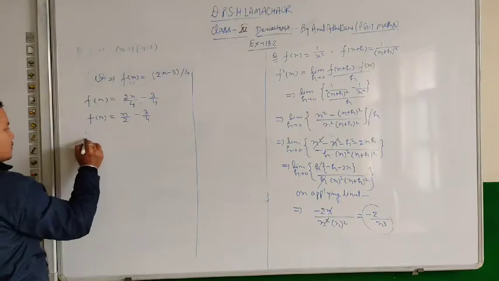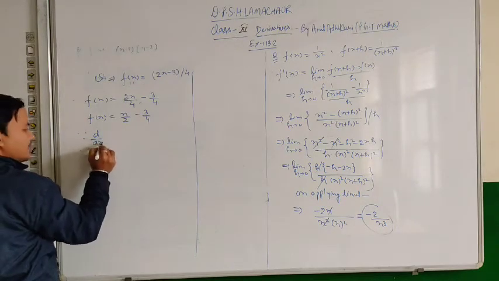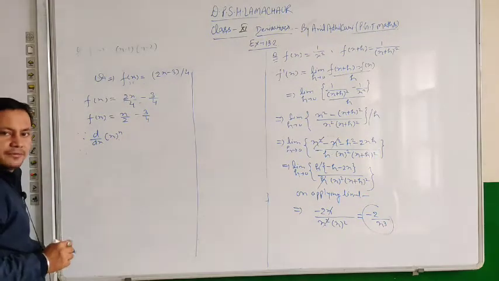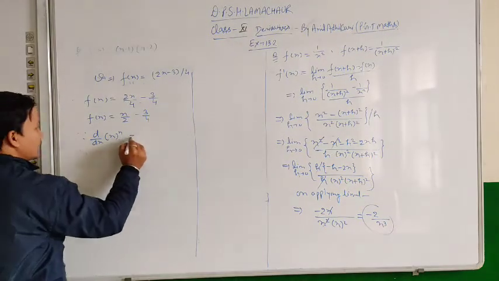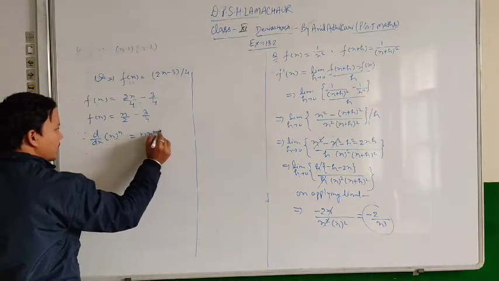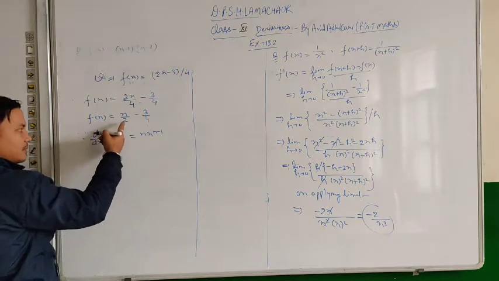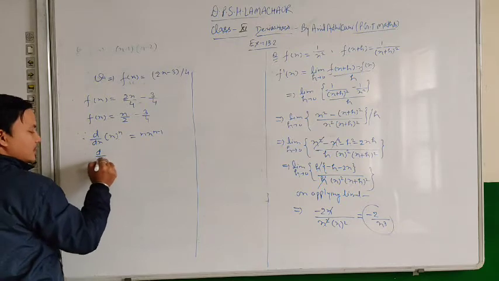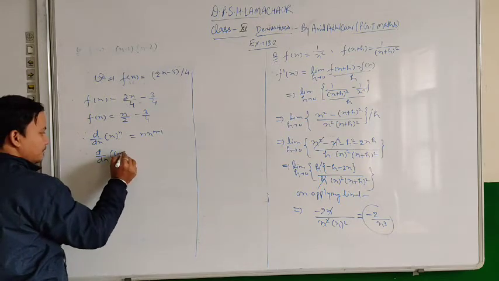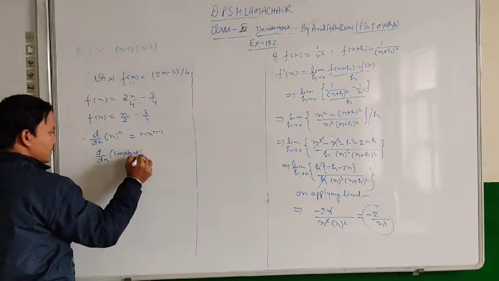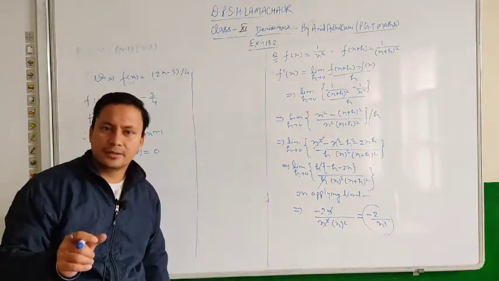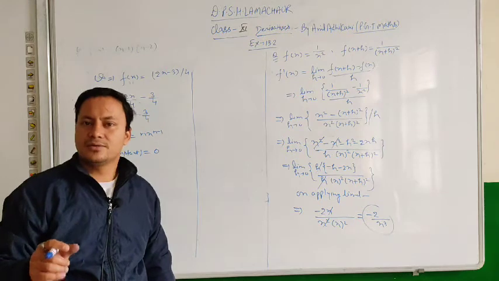So since we know that d by dx, it means derivative of any function of the kind x to the power n, where n is any real number, equals n x to the power n minus 1. The first formula we will apply here is this one, and the second formula we will use here is the derivative of any constant. Derivative of any constant will be 0. Why? Because a constant is a number, you can say, which is fixed.